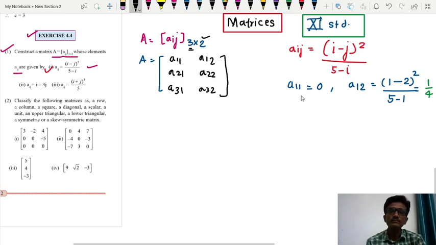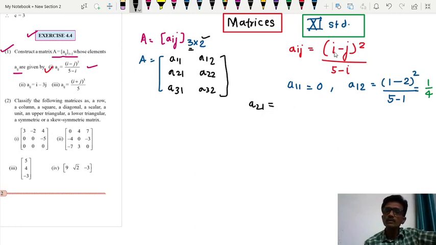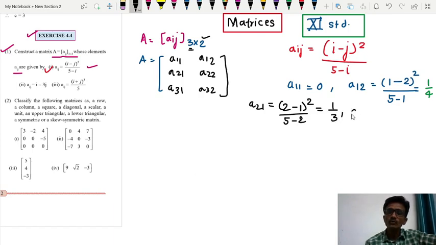Next is A21. How do we find A21? In this formula i is equal to 2 and j is equal to 1, square upon 5 minus 2, which is 1 by 3. Then A22, i and j are equal to 2. So i is 2 and j is 2 here. So this gives us 0.